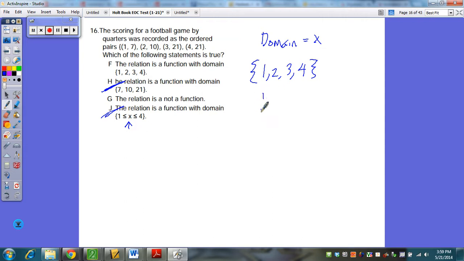Now again, if we map this, 1, 2, 3, 4, this is my domain, and we have a range of 7, this is my y values, 10, 21. Okay, 21 is repeated twice, we only have to carry it once right here. This says that 1 is mapped to 7, 2 is mapped to 10, 3 and 4 is mapped to 21. Now what that means is, if I put a 3 in, I get a 21 back. If I put a 4 in, I also get a 21 back. That's okay. It's a function.